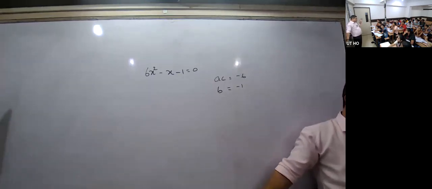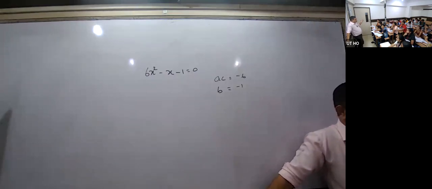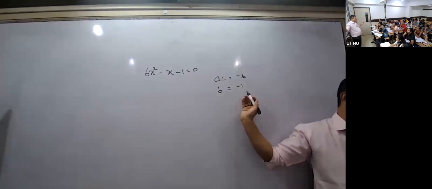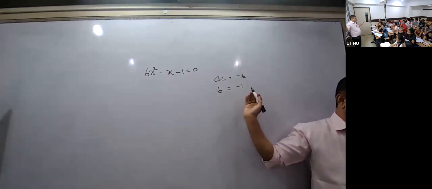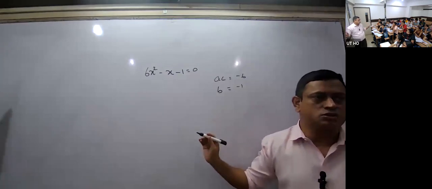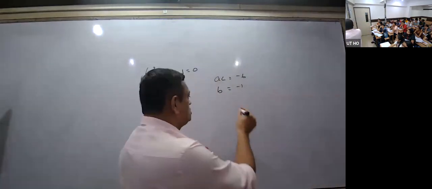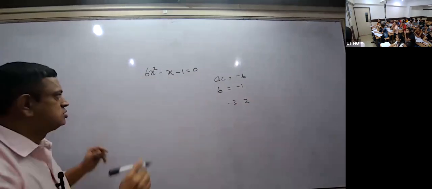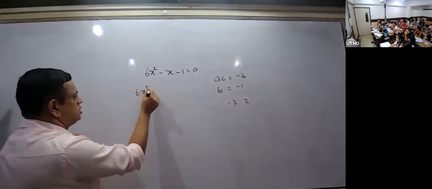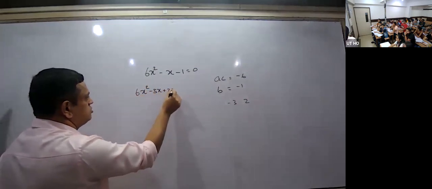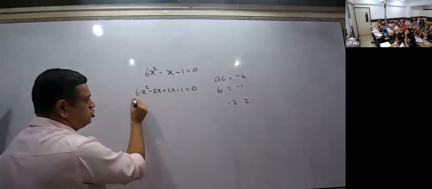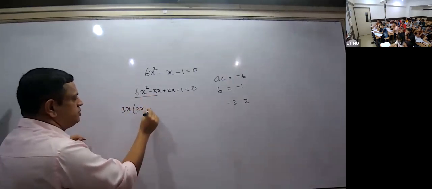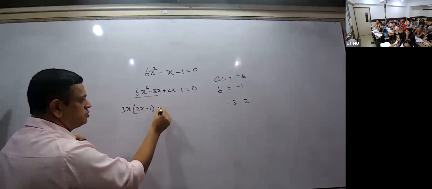Factors of 6 can be 6 into 1, but 6 minus 1 is not equal to minus 1. Then what is the next one? 3 and 2. 3 minus 2 is equal to 1, but we need minus 1, so minus 3. Okay, understood. So this becomes 6x square minus 3x plus 2x minus 1. Then group the first 2 and take the common factor 3x, that is 2x minus 1. Nothing is common means plus 1.